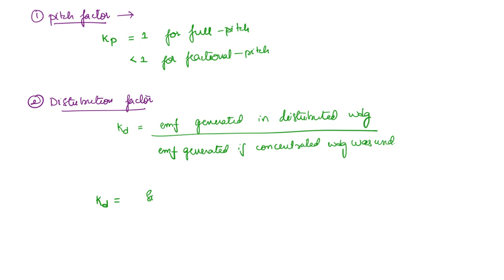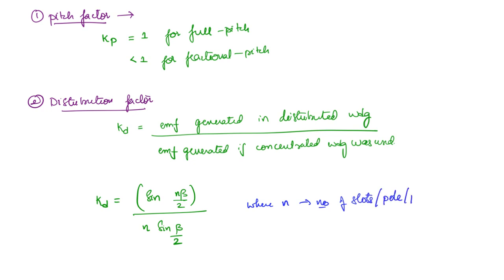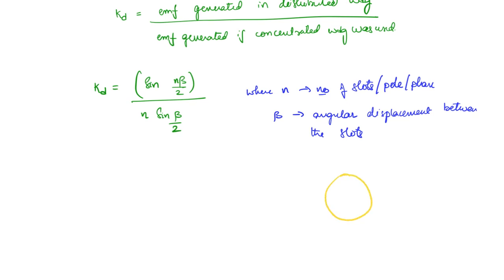It is given by sine of n beta by 2 divided by n times sine of beta by 2. So what are each of these terms? Where n is the number of slots per pole per phase, and beta is the angular displacement between the slots. That means if you are taking the stator like this and say these are 3 windings in which we are placing the same phase.